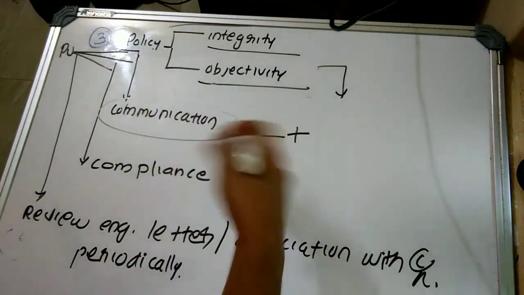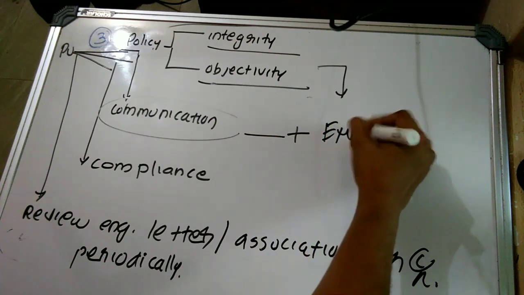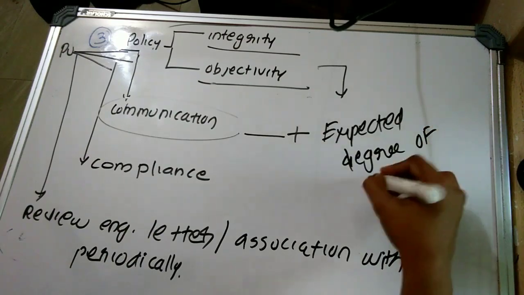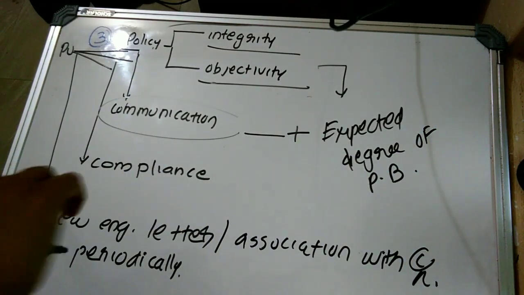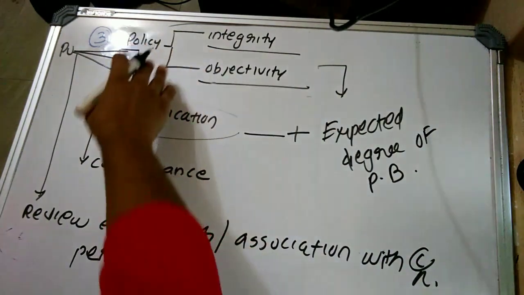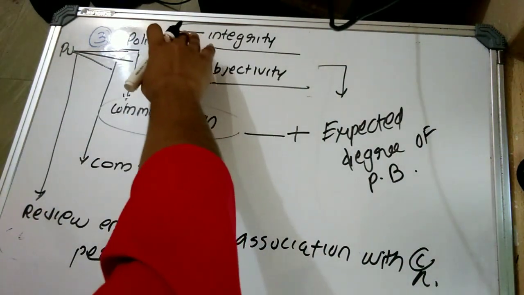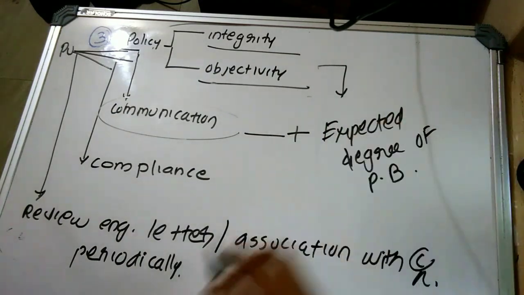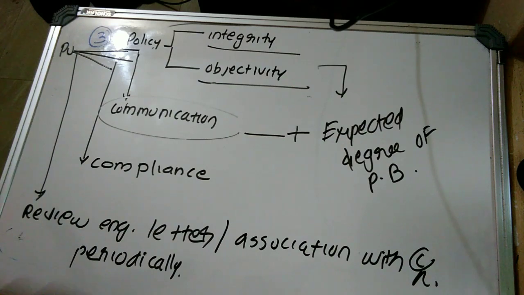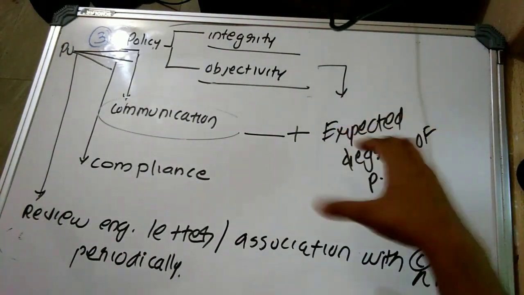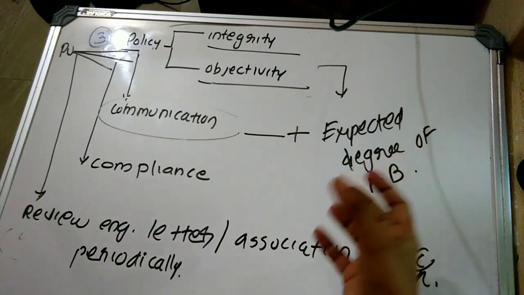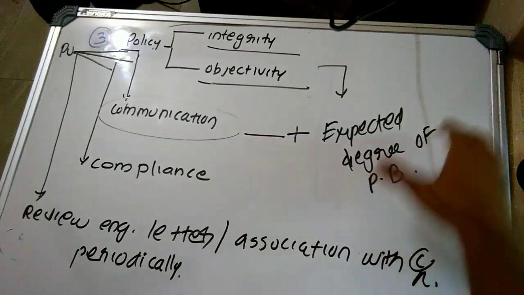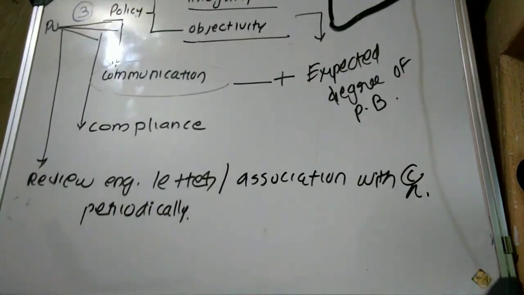Plus whether they communicate the expected degree of professional behavior. That is, does the practicing unit communicate these policies as well as the expected standard of professional behavior to the staff? That is, we are expecting that you comply with these laws and regulations, and that you should not violate these, etc. That is, whether they are communicating this policy and whether they are communicating the expected degree of professional behavior.